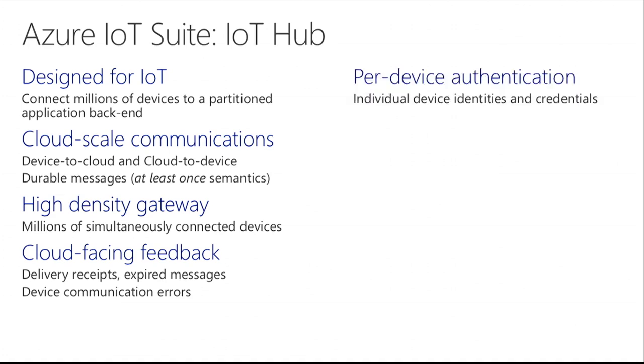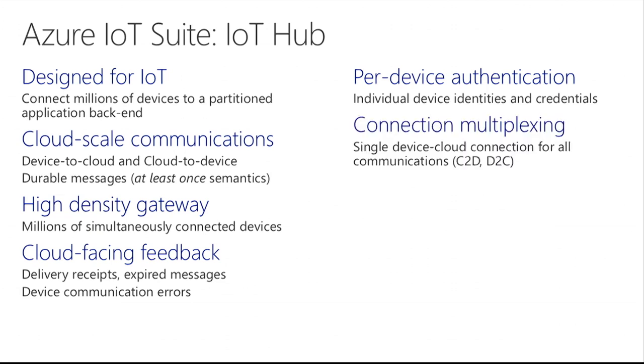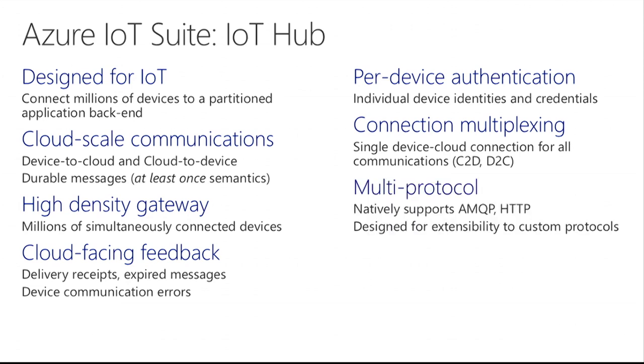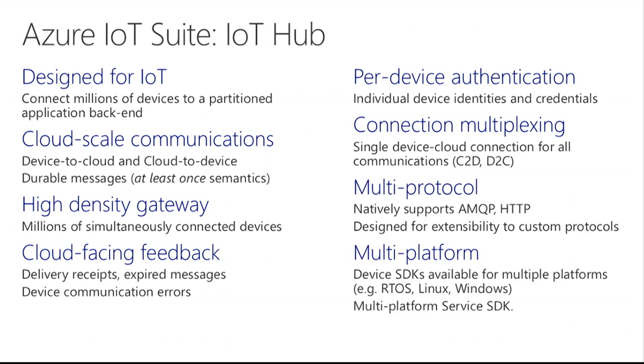IoT Hub also supports per-device authentication, allowing each device a specific identity and a set of security credentials. Not only that, but each device actually can multiplex all the connections to IoT Hub on the same connection. This is critical to save resources both on the device side and on the cloud side. And it is, of course, multi-protocol and multi-platform.